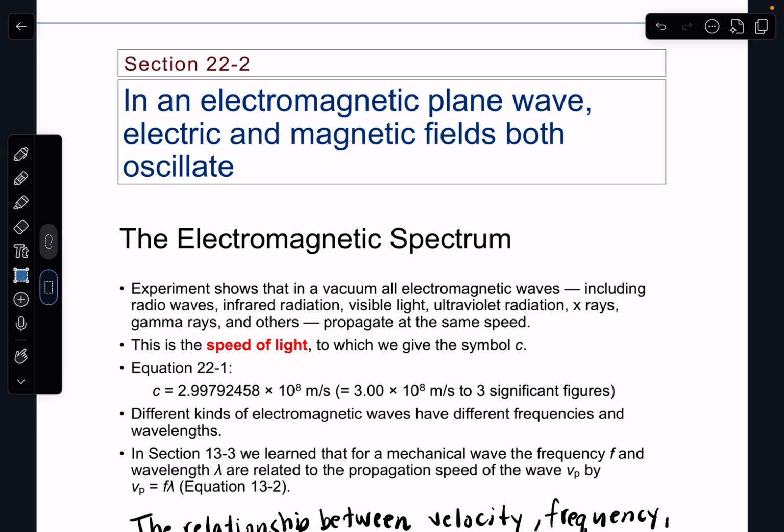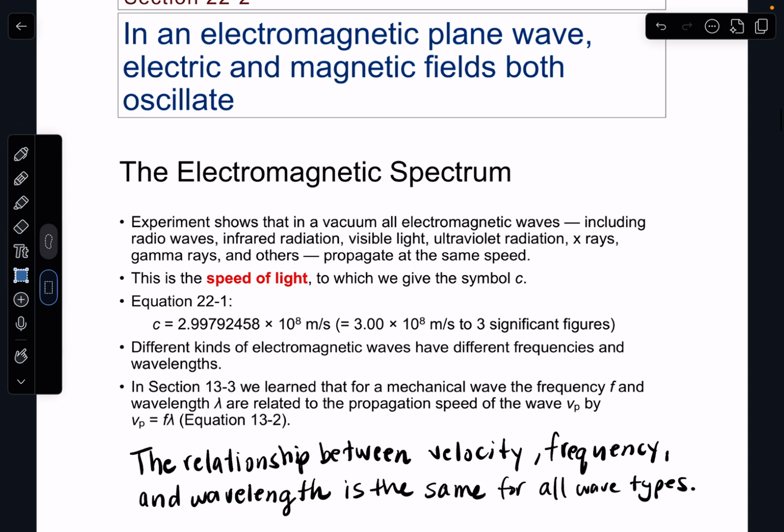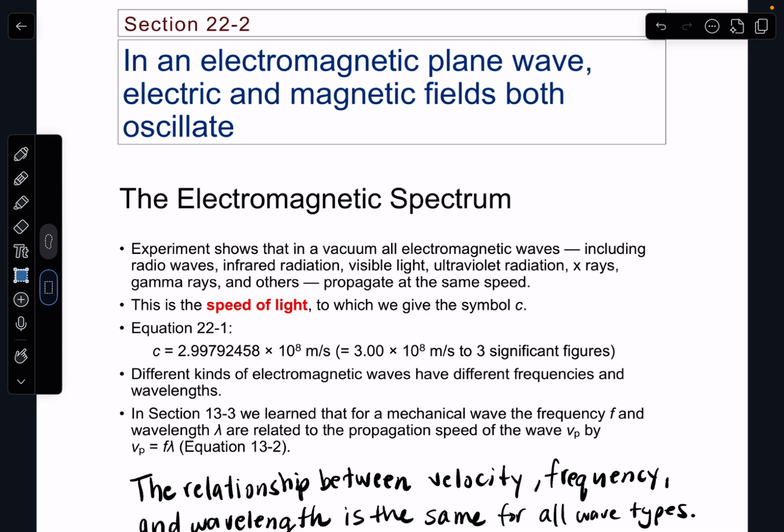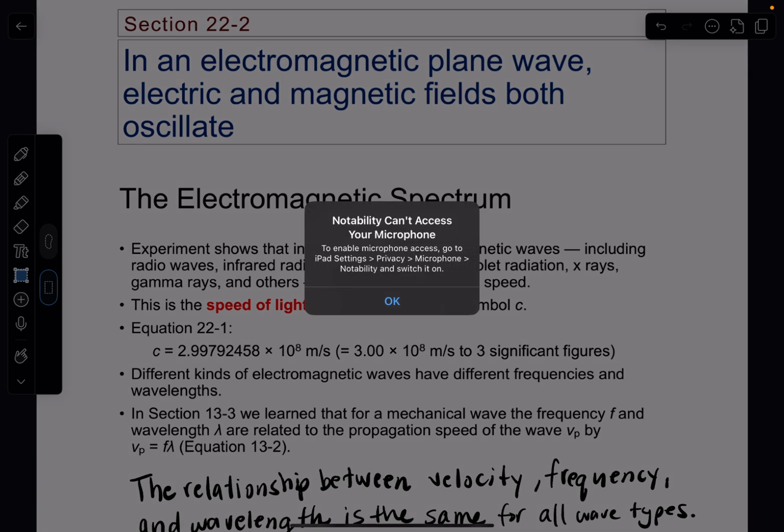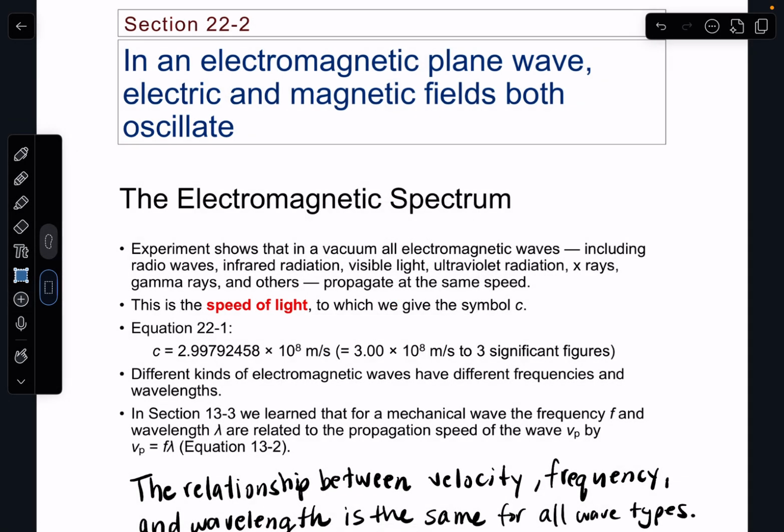So experiments have shown that in vacuum, which is the absence of any kind of materials or molecules or atoms, all electromagnetic waves propagate at the same speed, because there's nothing there to slow them down, right? So they're all going to travel as fast as they possibly can. And the limit of that is the speed of light. So the speed of light is the fastest at which an electromagnetic wave can travel, and they're going to move the fastest in vacuum. So the speed of light is the speed at which all electromagnetic waves from one end of the spectrum to the next can travel, and that value is 2.99 times 10 to the 8 meters per second, and we'll use 3 times 10 to the 8 for our calculations.